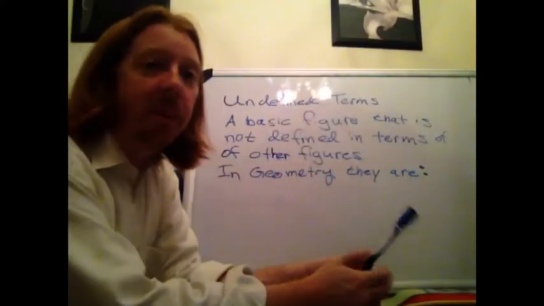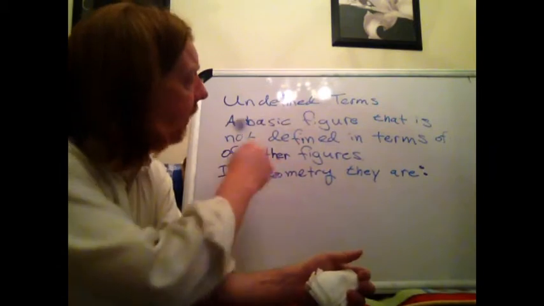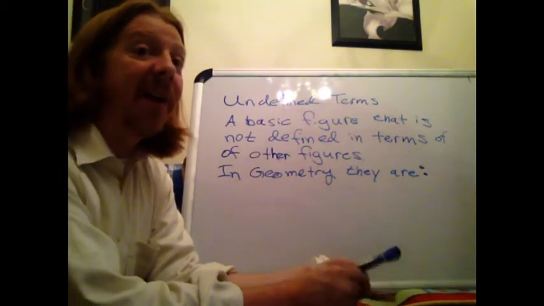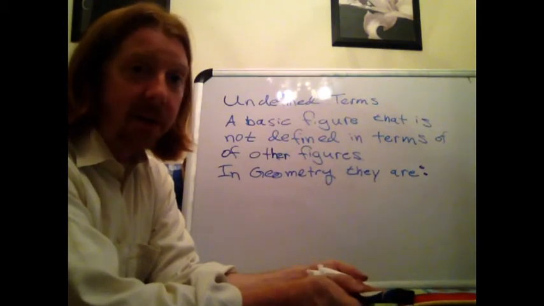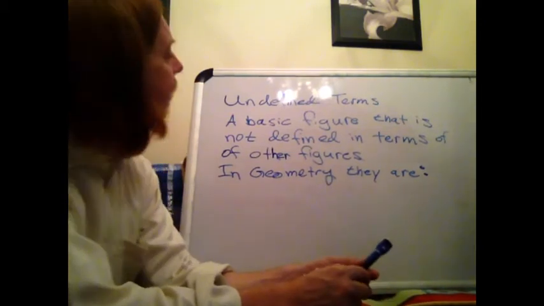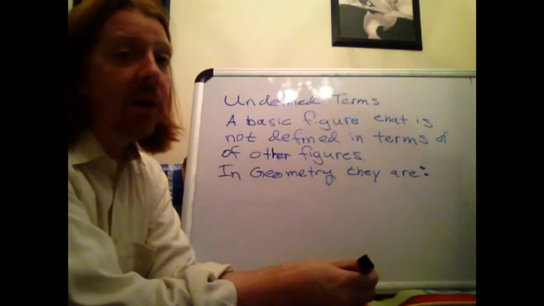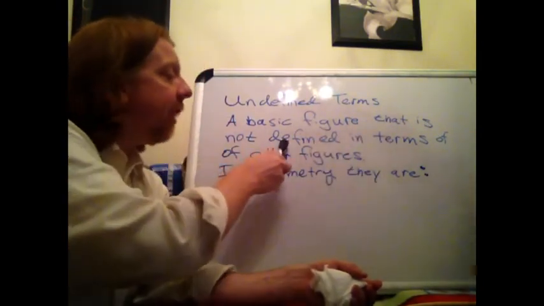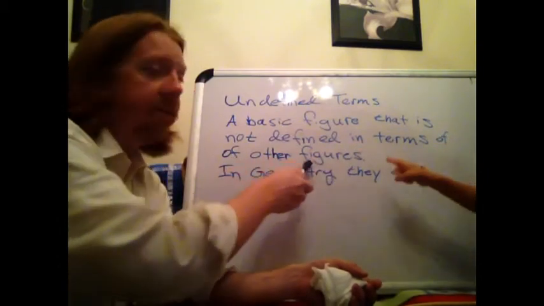Let's begin. When we start to look at the actual definitions, we're going to pick up here with undefined terms, which means we're actually going to define things that are not defined. Don't think about it too hard, it will start to hurt. The undefined terms would be defined as a basic figure that is not defined in terms of other figures.